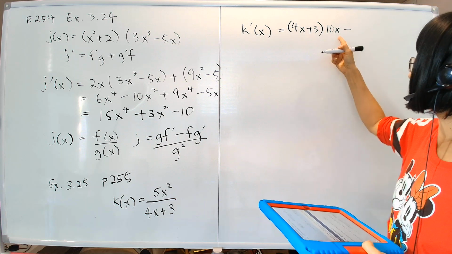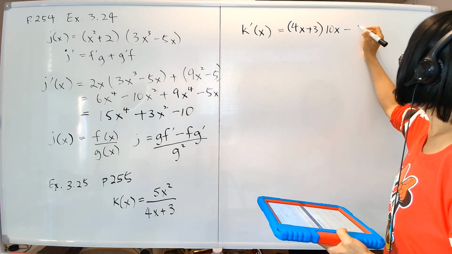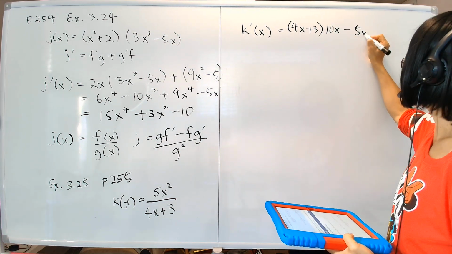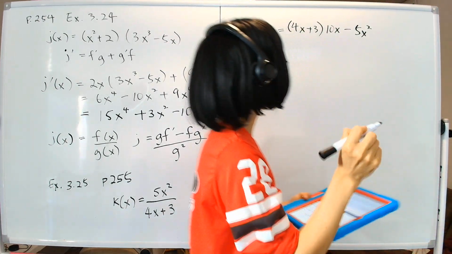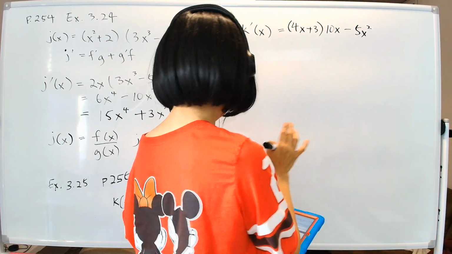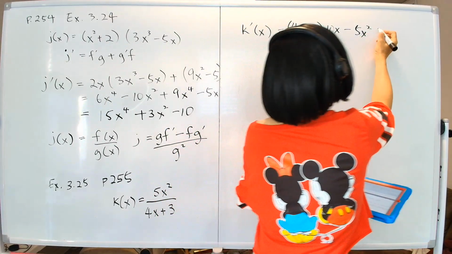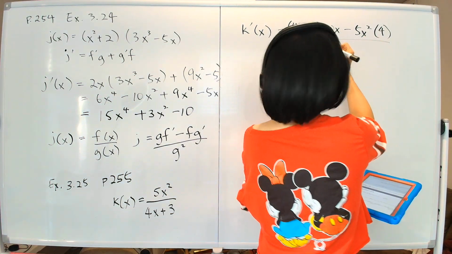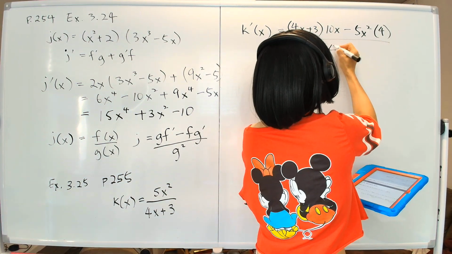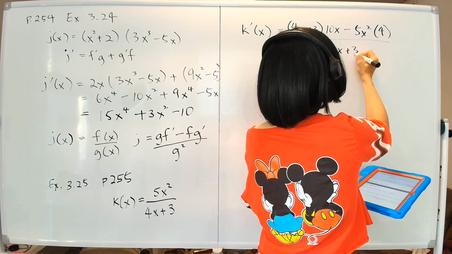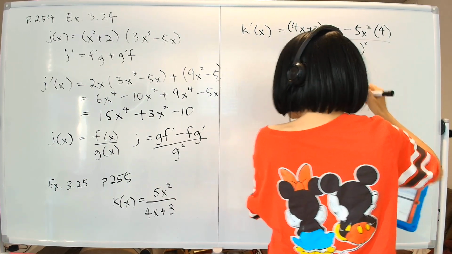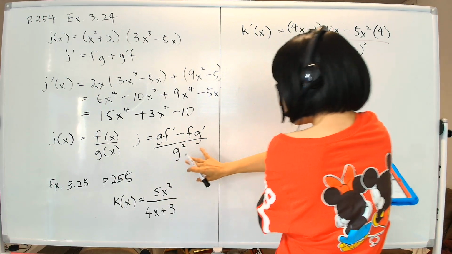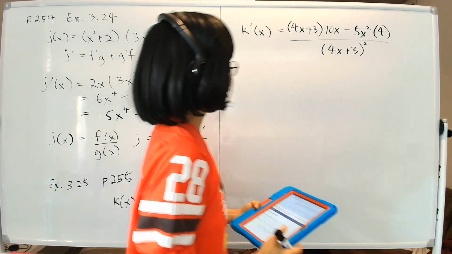So bottom times the derivative of the top, minus the top, which is 5x squared, I'll write it this way, top times the derivative of the bottom, which is just 4. And the whole thing has to be divided by the bottom squared, 4x plus 3, squared. Following this particular formula, and that's about it.